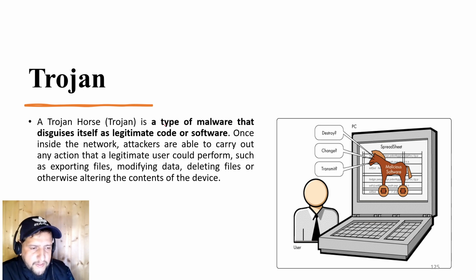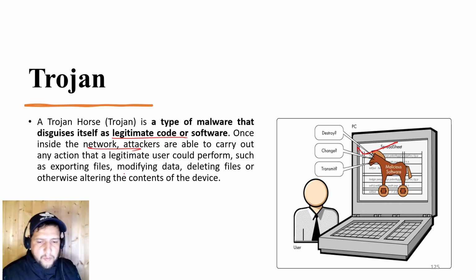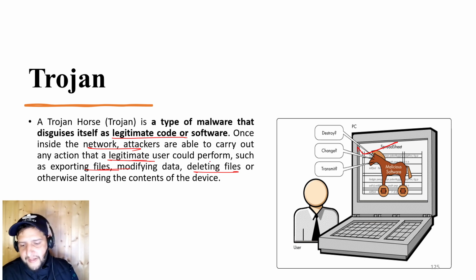A Trojan is a type of malware that disguises itself as legitimate code, so something which looks good but has bad intention. Once inside the network, attackers are able to carry out any action that a legitimate user could perform, such as exploiting files, modifying data, deleting files, or otherwise they can alter the content of the device.